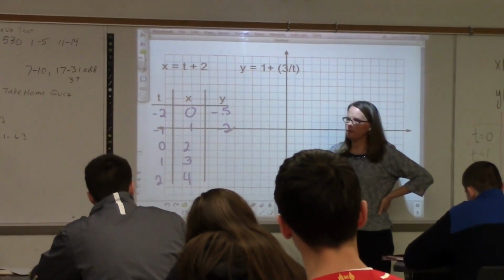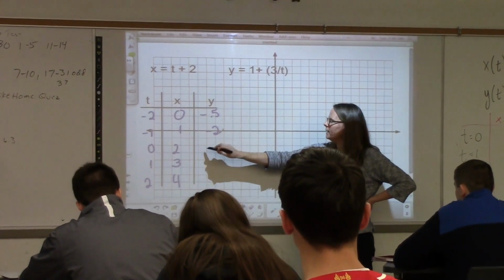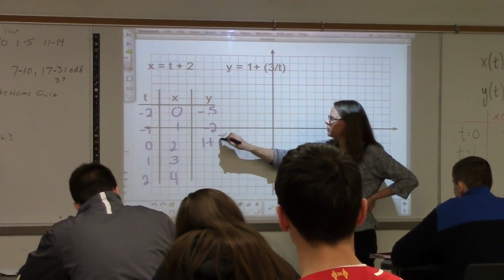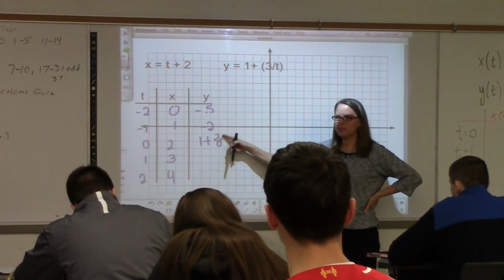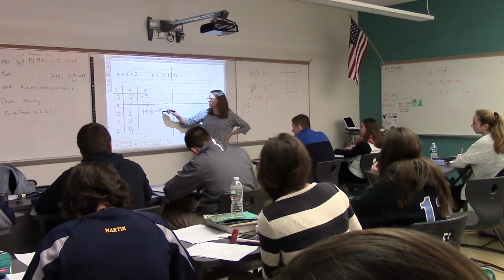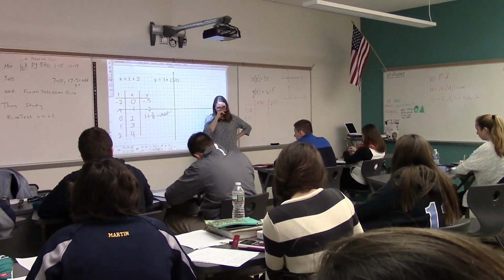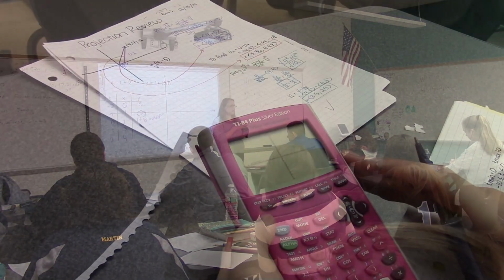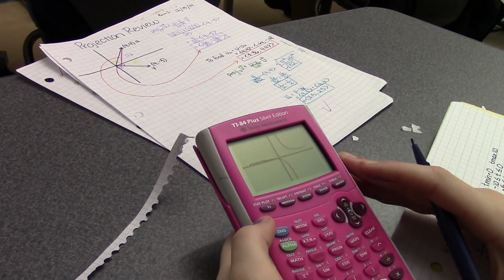For t equal to 0, undefined, right? So in this case here we have 1 plus 3 over 0. 3 over 0 is undefined. So what does undefined mean on your graph? Yeah, there's a hole or an asymptote. We don't have any value of the function there.